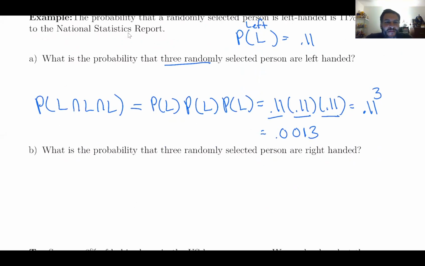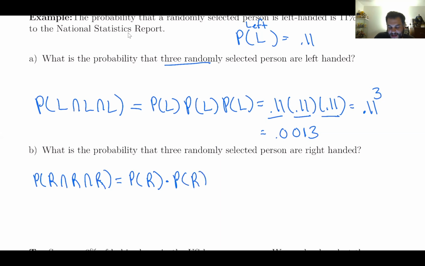All right. So for part B, it says, what is the probability that 3 randomly selected people are right-handed? So for this one, we're changing it where we don't want all 3 of them to be left-handed. Now we want all 3 of them to be right-handed. So we're gonna say the probability the first one is right-handed, multiplied by the probability the second one is right-handed, times the probability the third one is right-handed.